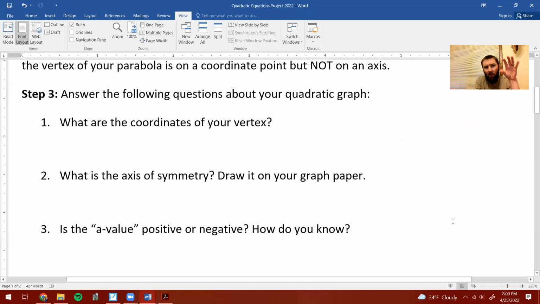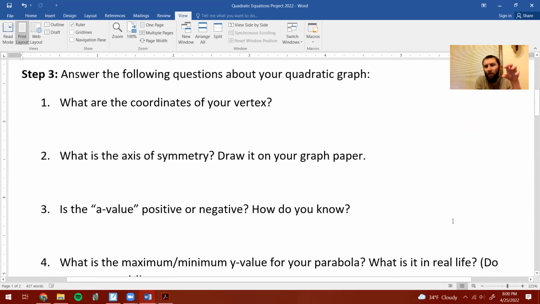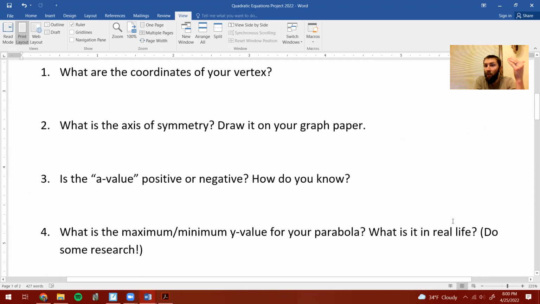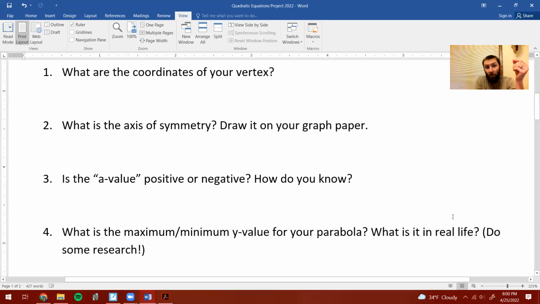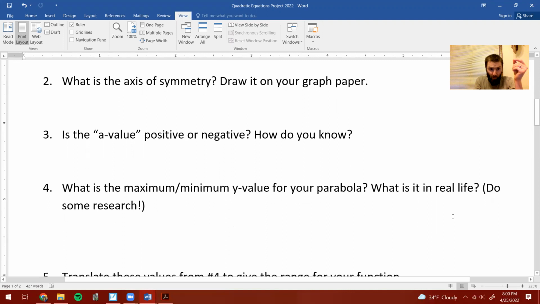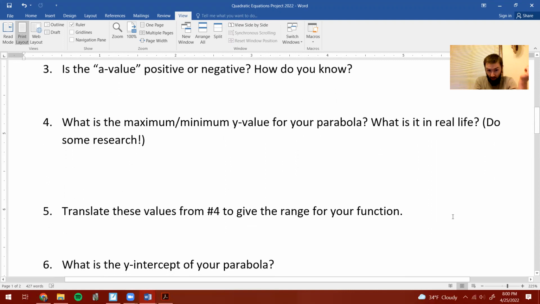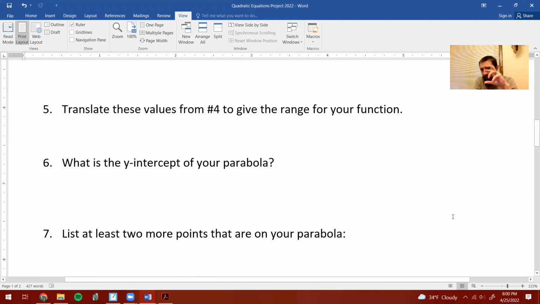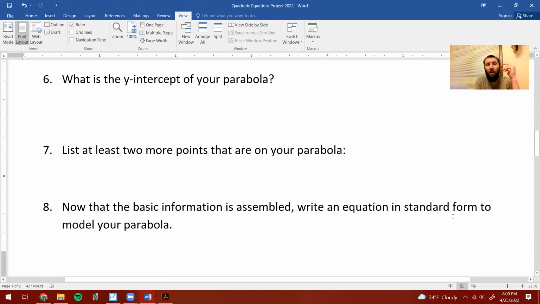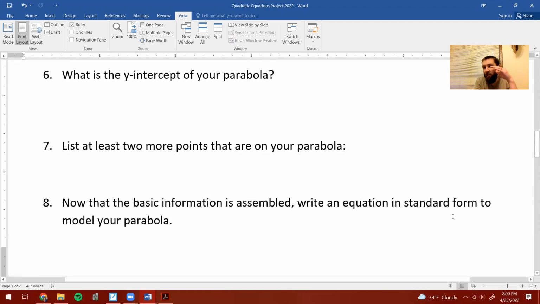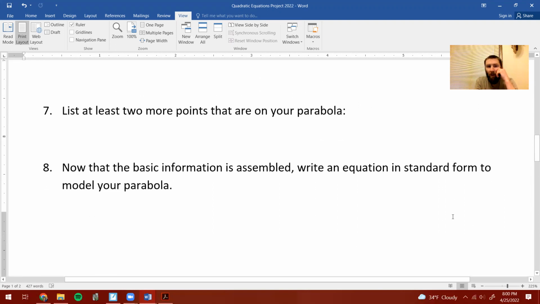The questions that are here, this is posted on Google Classroom for you. The questions that you're going to answer are all about what things we can figure out about the graph currently. So the coordinates of the vertex, the axis of symmetry we've been talking about a lot, the a value in front of the x squared term, maximum or minimum y value, the range, meaning the possible y values on the graph, the y-intercept according to your grid paper, and then at least 2 other coordinate points. Then you're going to write an equation in standard form to model your parabola. And again, I will show you how to do that tomorrow, so you don't have to worry about trying to come up with that yourself.